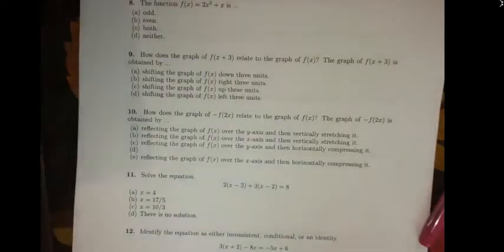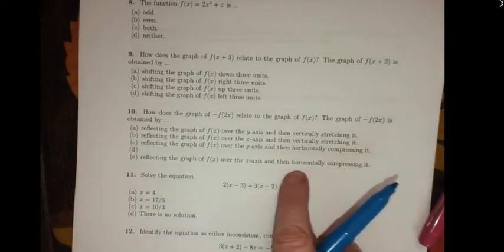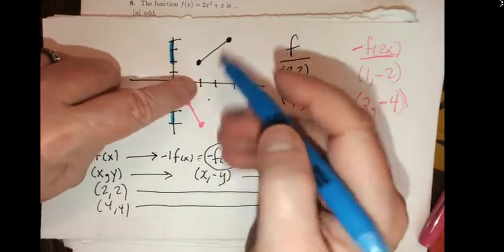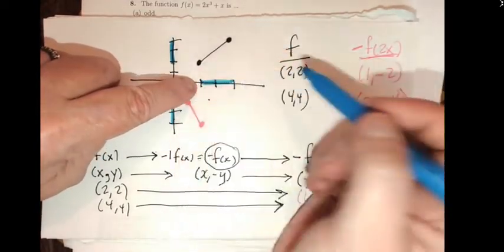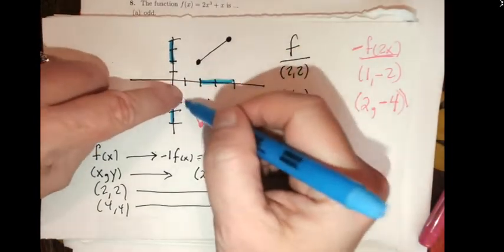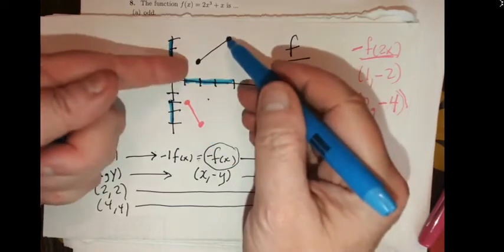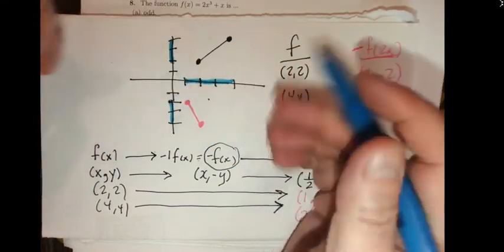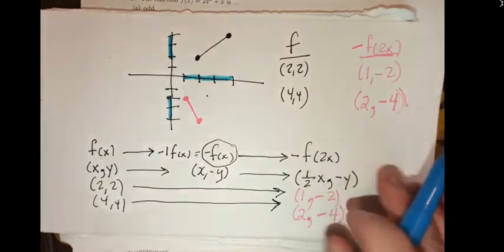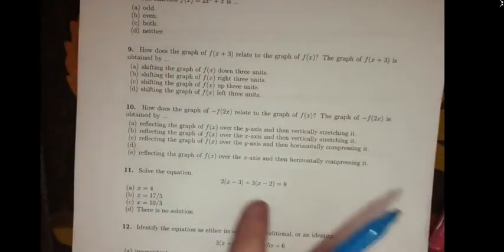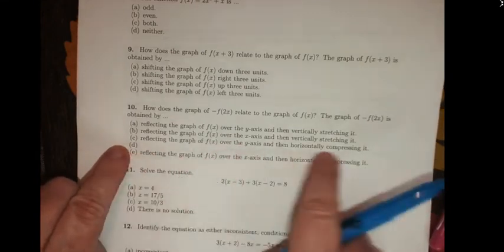It was the horizontal that was changed. So we can see here, what's the horizontal measurement of this one? Its horizontal measurement is 2. What's the horizontal measurement of this one? Its horizontal measurement is 1. So we flipped this over the x-axis, and then we did a horizontal compression. So the answer would have been D.